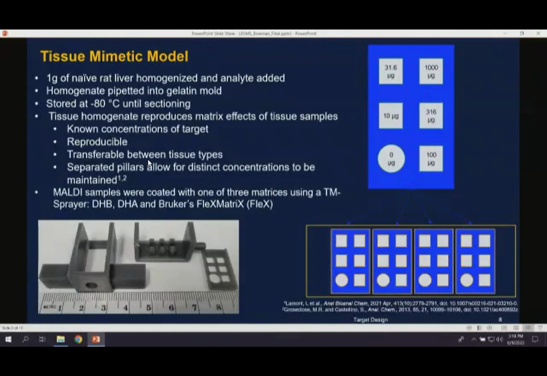The reason we were using a tissue homogenate is that it reproduces the matrix effects of tissue samples. So we can get known concentrations of target. It's highly reproducible. You can transfer this between tissue types, whether you're using liver tissue, intestinal tissue, whatever kind of tissue you would like to run. And then those separated pillars in this particular design allow us to maintain distinct concentrations. And then for the MALDI samples, those were coated with one of the 3 matrices using a TM sprayer.